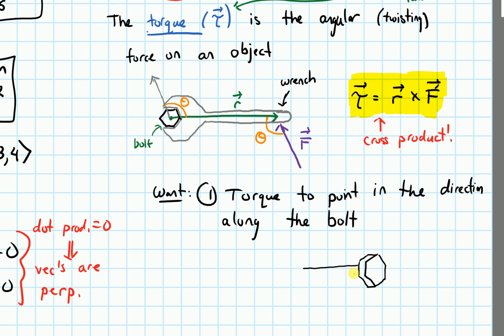And then we have the rest of the bolt, and I'll draw some lines to make it look like it's curving around, and these are sort of the lines that we typically see on the bolt. Okay, so that's one thing that we want to happen. We want the torque to be pointing in the direction along the bolt.